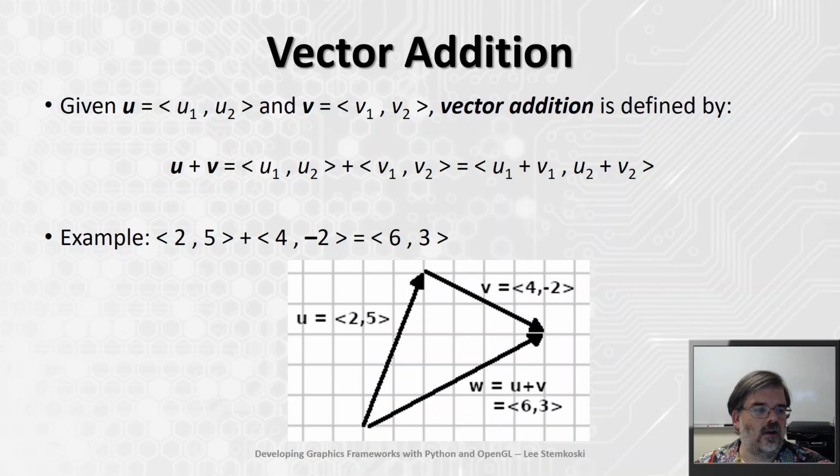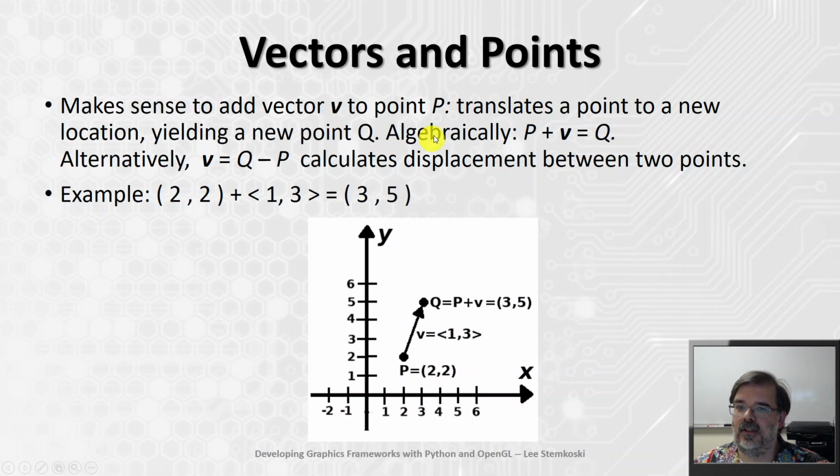Now, in theory, it also makes sense to add a vector to a point with the same algebraic formula. Right, so you could think of this as translating a point P along a vector v to a new point Q. Right, so algebraically, you could say a point plus a vector gives you a new point. So for example, (2, 2) plus (1, 3) is (3, 5).